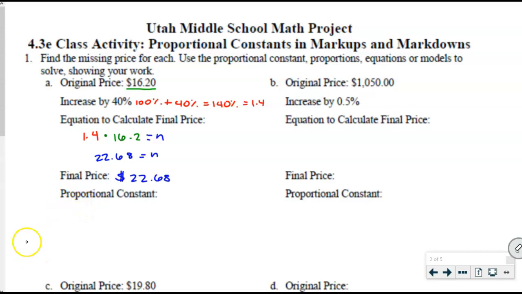I'm going to let you guys discuss that for just a second. What do you think we're asking when we're saying, what in the world is a proportional constant? This doesn't look like a proportional relationship, right? So what am I talking about here? See if you can figure it out.